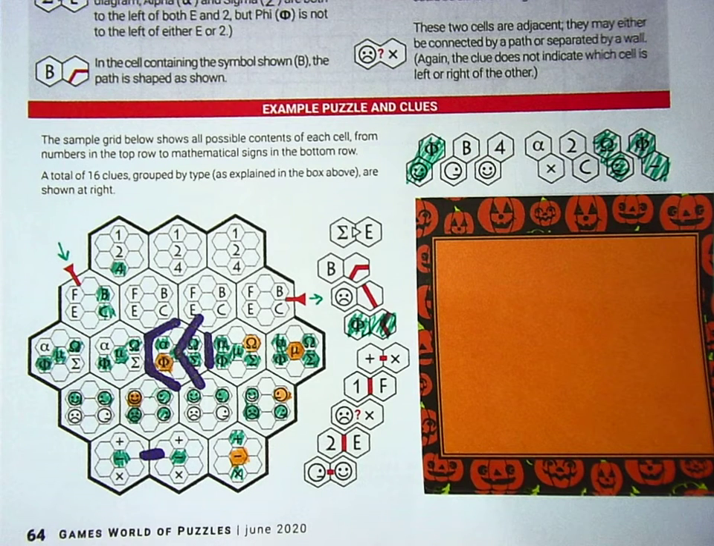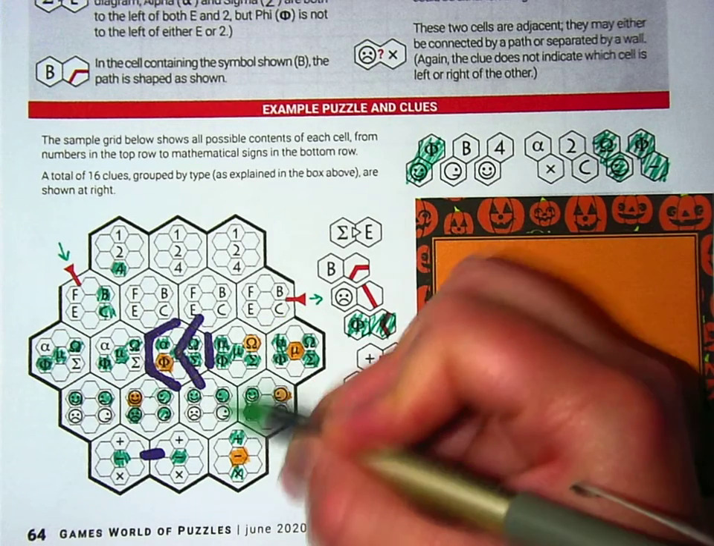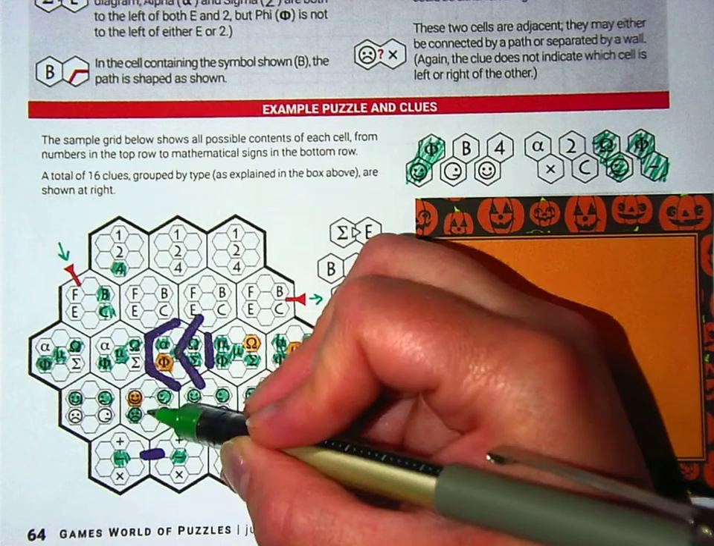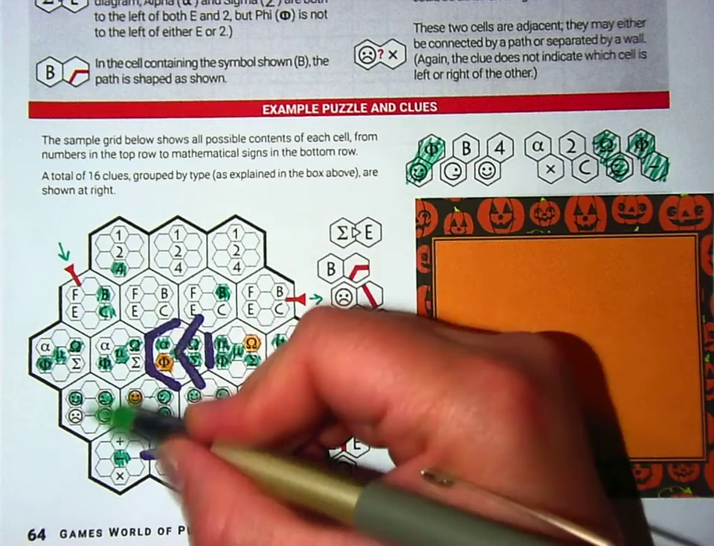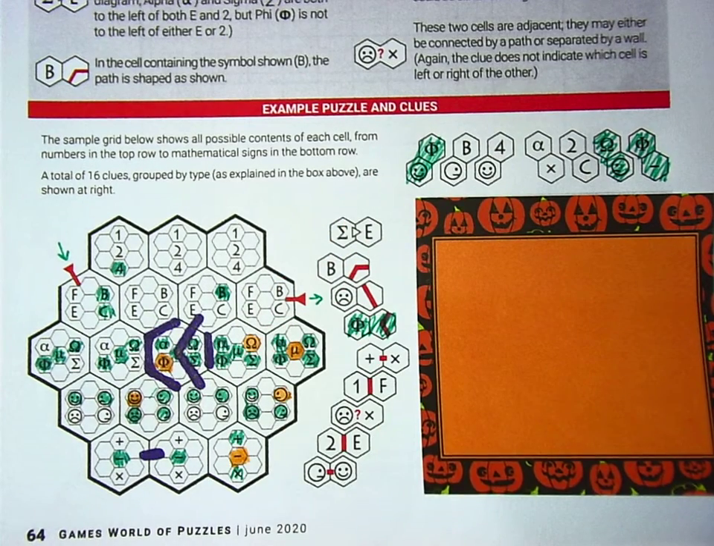The B is in line with the face that's going to the right. So this B is in line with this face going to the right. This B, there's no face going to the right here, so I can cross that B off. And this one could be, so I don't really know yet.